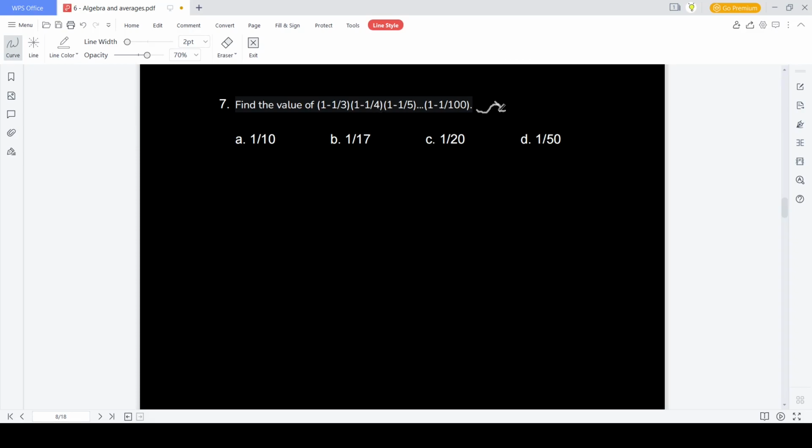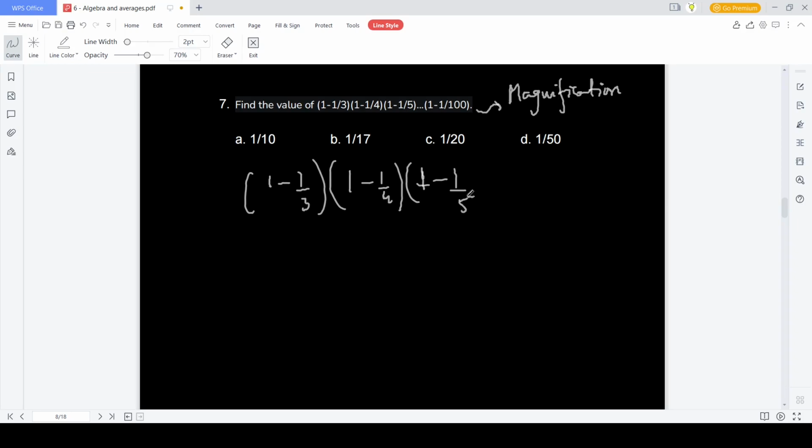Okay, that process is called magnification, where you will somehow just make the terms simpler for you to calculate the answer. So let's write the terms. It is 1 minus 1/3, 1 minus 1/4, 1 minus 1/5, so on. I'll write the last term, 1 minus 1/100. The last but one term is 1 minus 1/99. These terms I'll keep here. This is what we have to find.